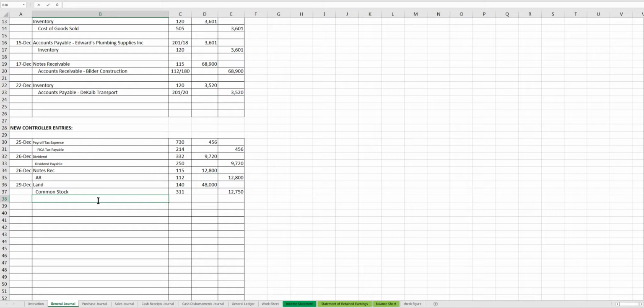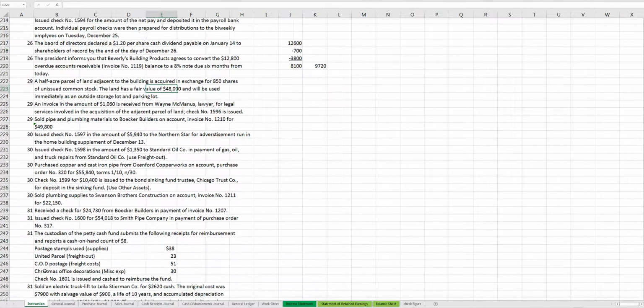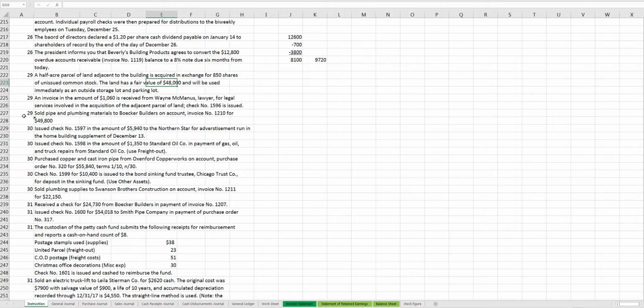And the rest is additional paid-in capital. And this equals the difference between the land and the common stock account. All right. Next.